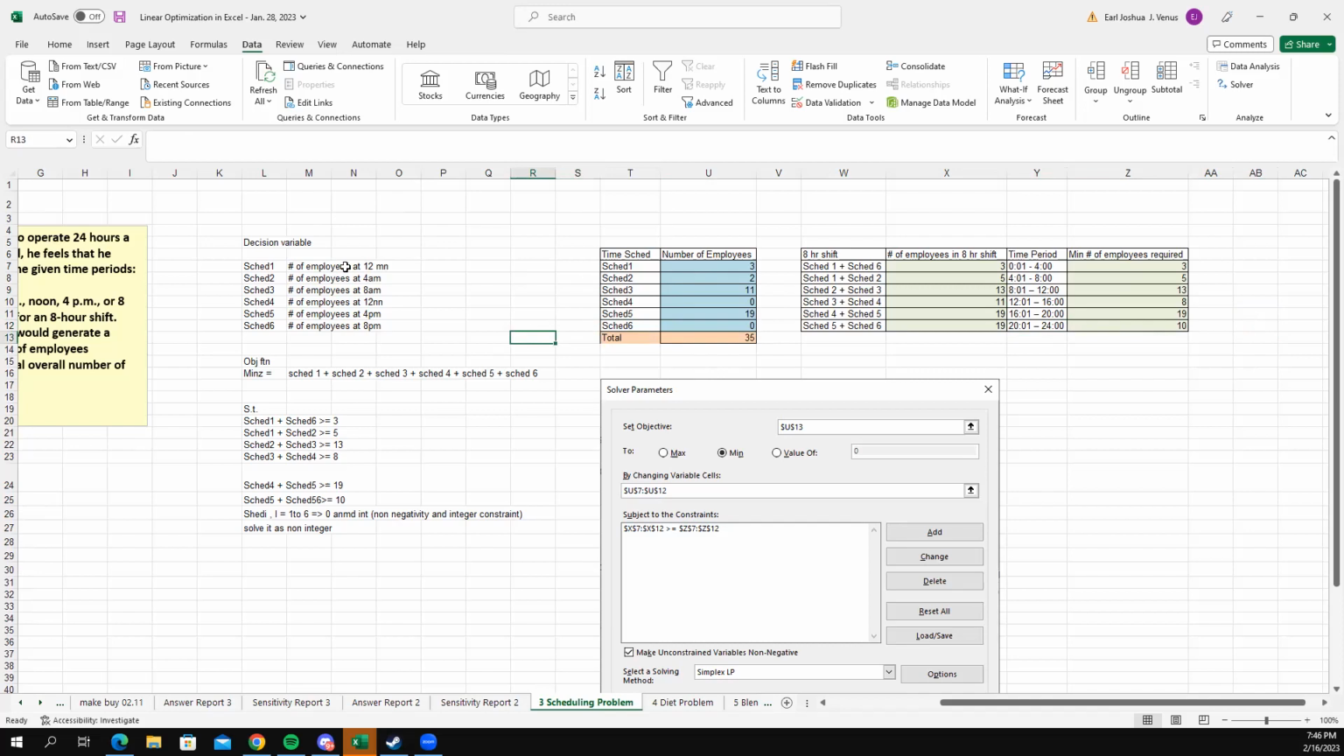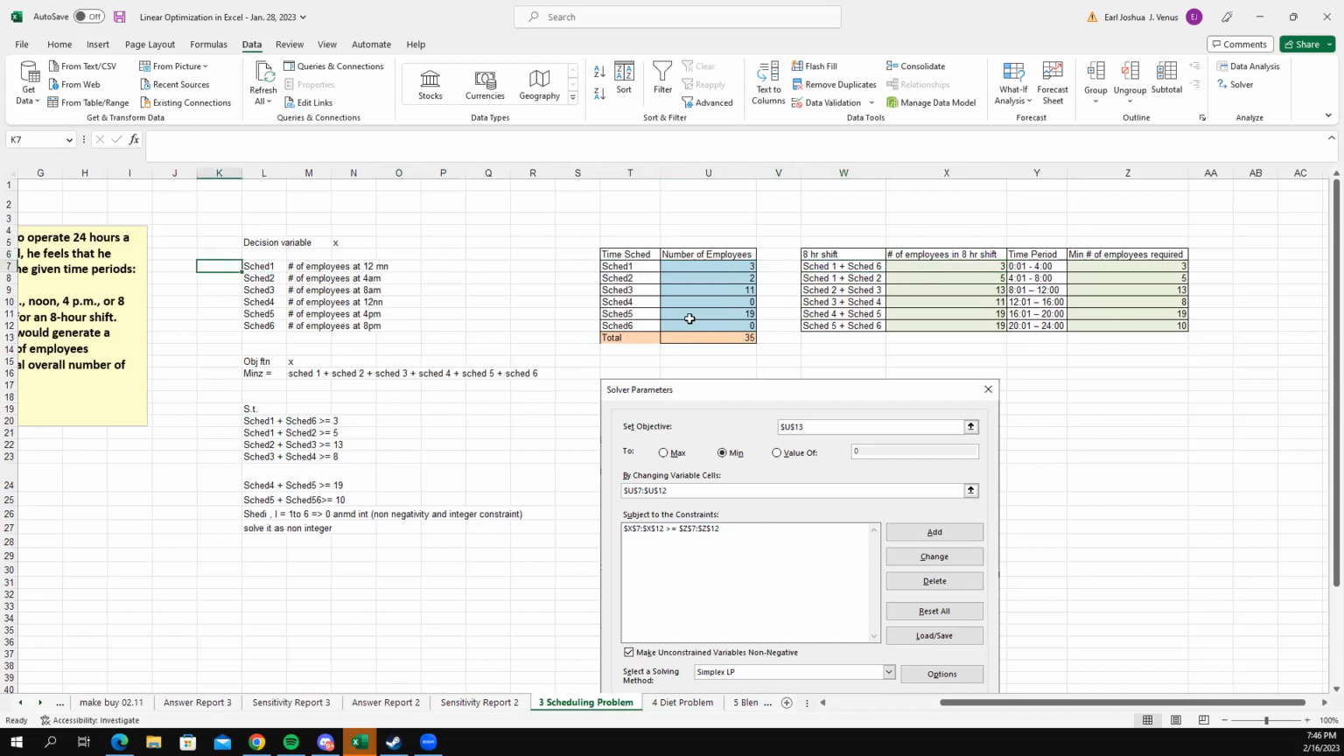Ayun, so decision variable is already checked in the light blue. The objective function is basically the summation of our decision variables. For the left hand side, basically it is the 8-hour shift. So I named it 8-hour shift. Basically Sched 1, Sched 6, Sched 1, Sched 2, so on and so forth. So the function for this is basically addition of the shift.